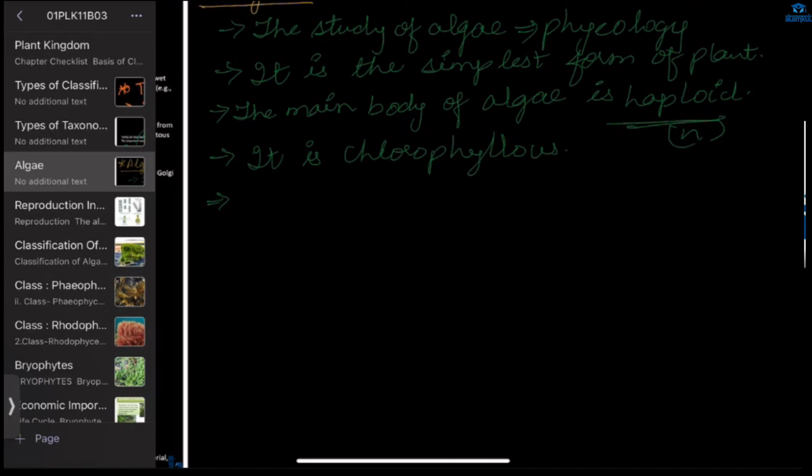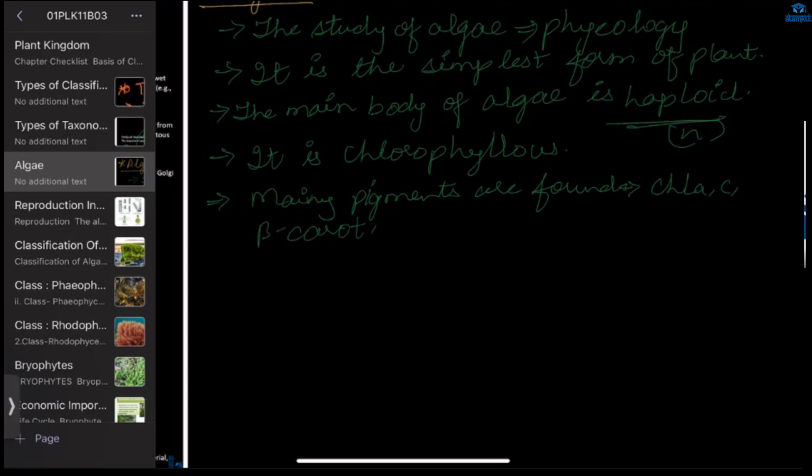Okay. Next, we can say that since it is able to make its own food and it is not depending on anyone, so it is having some kind of pigments for making food. So many pigments are found like chlorophyll A, C, and beta carotenoids, etc.